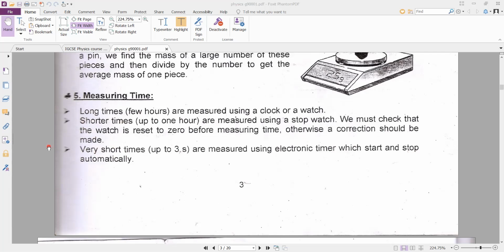See, ya shabab, there are 3 different types of measurement. Sometimes we can use long times, like few hours. We go for clock or watch, because this is long time. Now what about short time? Short time, we use what, ya shabab? Yes, stopwatch. You know the stopwatch? Yes. Why exactly stopwatch?